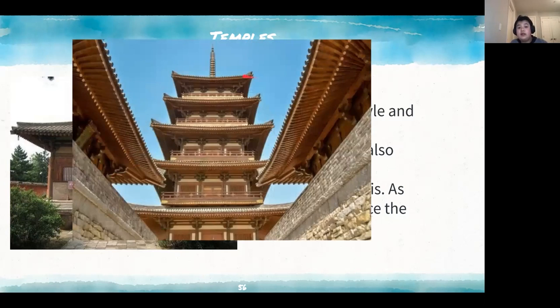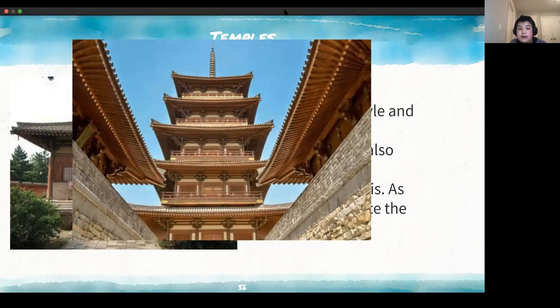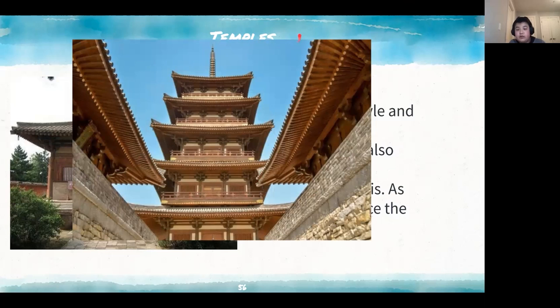So moving on, this is also a temple. Camille, what do you notice about this temple? Kai, what do you notice? It has curved roofs. Yeah, that's correct.